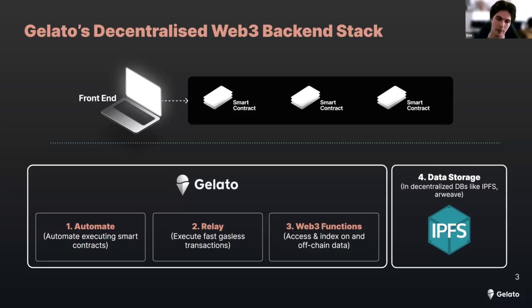And the final thing is Web3 functions, which is similar to Automate, but a bit more powerful, since you can also access off-chain data and execute smart contract functions based on that off-chain data. And finally, the other piece you might have in your back-end stack puzzle is some data storage solution, like, for example, IPFS. It's worth noting that our Web3 functions are written in TypeScript, and that TypeScript source code is deployed on IPFS. So it's decentralized and it's immutable.